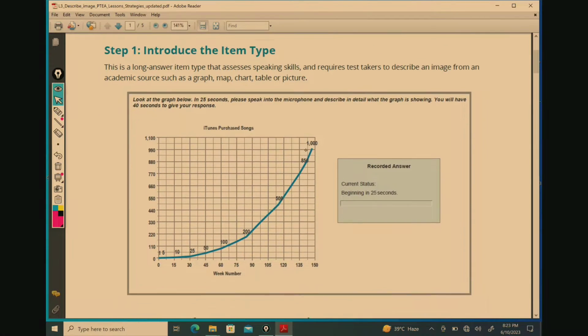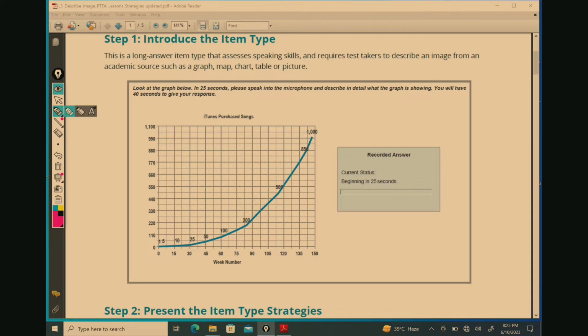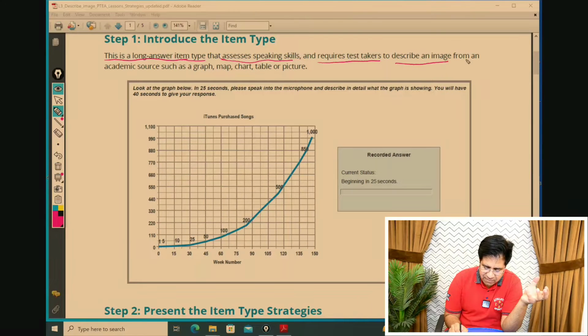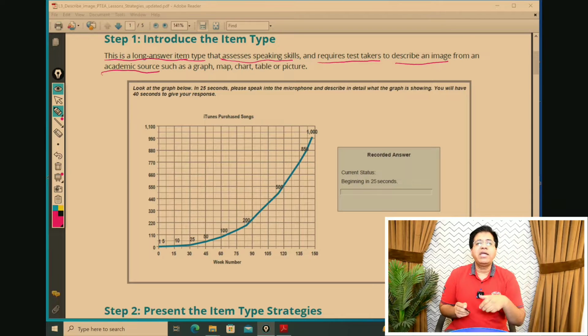Describe image. They will give you an image like this and they'll give you some time to read the image. As you can see here, this is a long answer item, and that item type assesses speaking skills. So basically this is for your speaking skills, and there are some stock sentences, or you may call them templates, which you can use here, and it requires test takers to describe an image from an academic source. And this academic source is actually more like academic IELTS writing task 1, so they always do it like this.